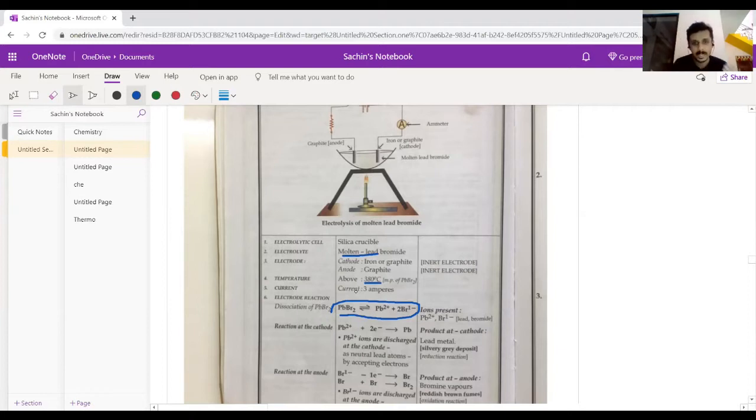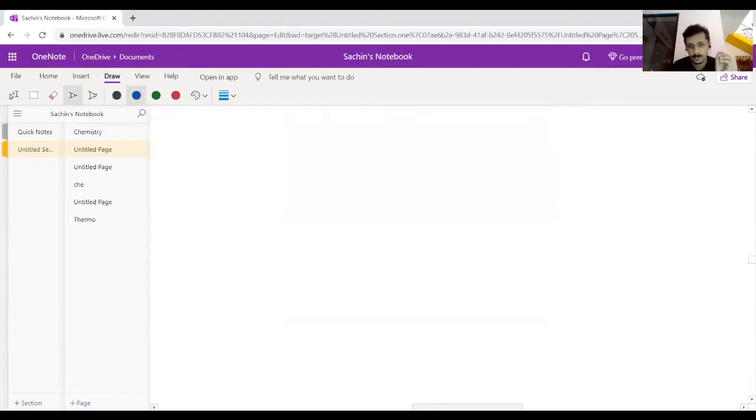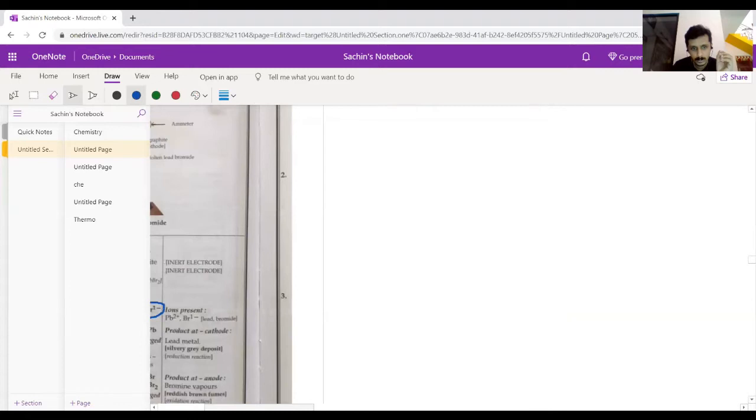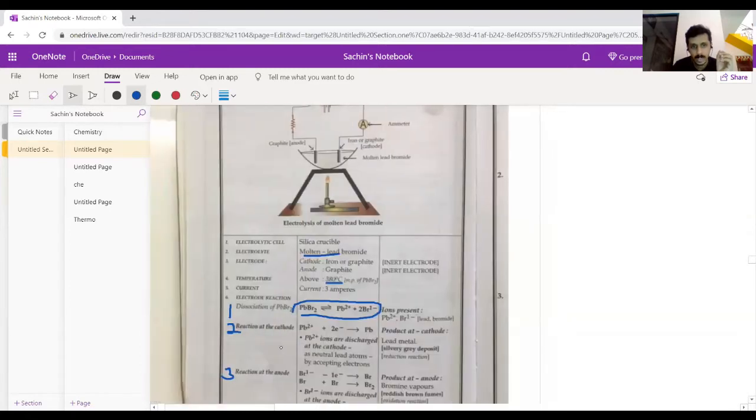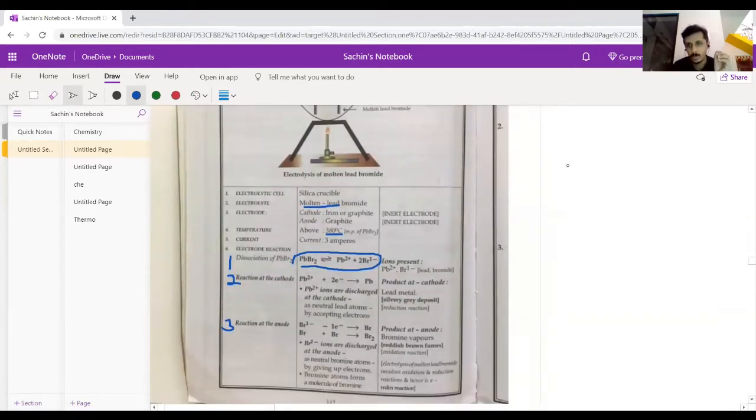Now we'll see what exactly happens. We can divide this into 3 steps: dissociation of lead bromide, then reaction at cathode, reaction at anode. Just a reminder, cathode is the negative electrode, as we are all aware, and anode is the positive electrode.